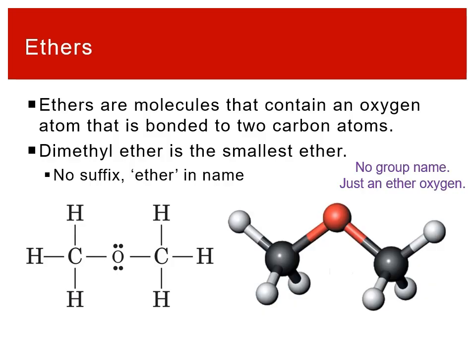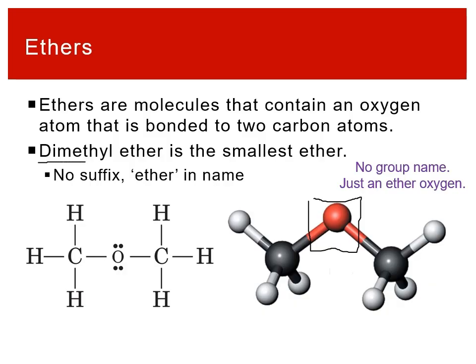So ethers are then the other type of organic molecule that contains single bonded oxygens. But in this case, the oxygen atom is bonded to two carbon atoms. So you can think in an ether, the oxygen is like part of the structure of the molecule, not hanging off the side. In this case, there's no group name because an ether oxygen is just one atom. This one atom is the functional group. It is the ether oxygen, so you don't have any sort of fancy names. There's no suffix when you're ending ethers. The word ether will show up in the name.